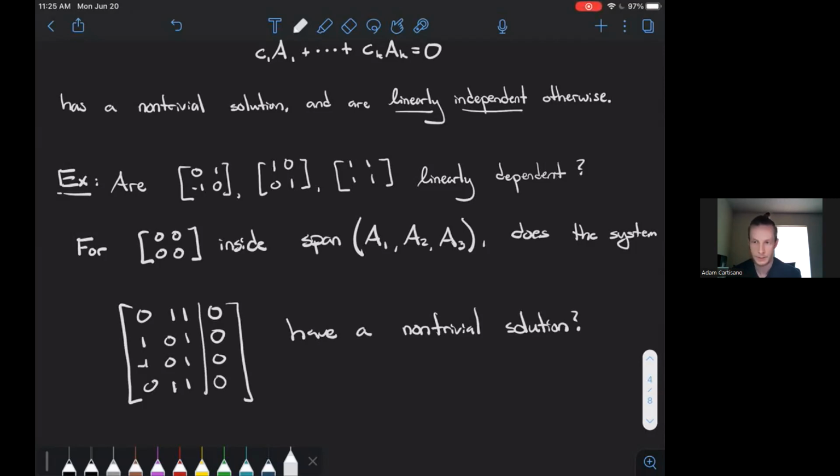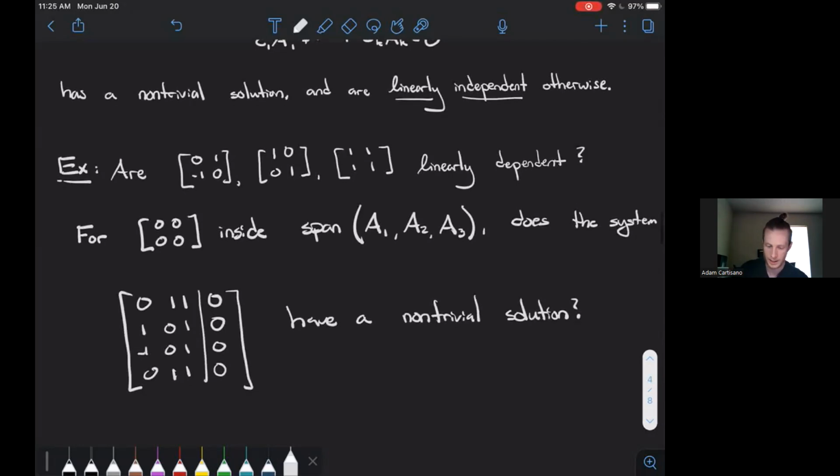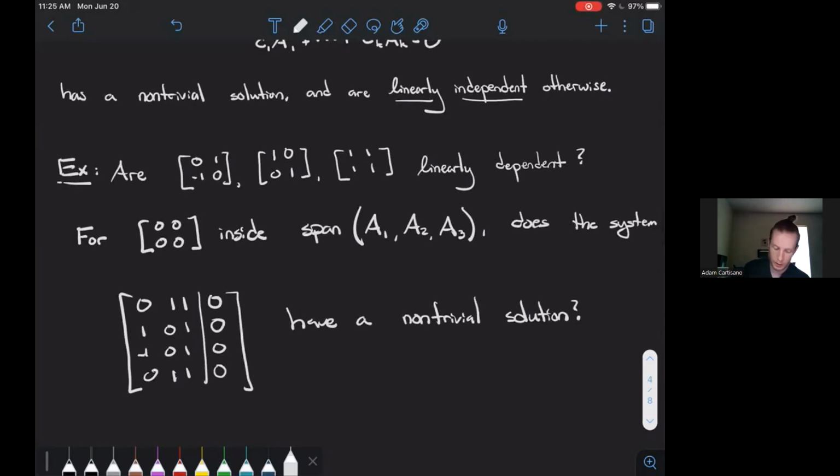That's because it will have a free variable, which means that the reduced row echelon form of this matrix has non-full, I guess full rank. I'm not allowed to say that yet. We're going to need two free variables. That's by the rank theorem, right?